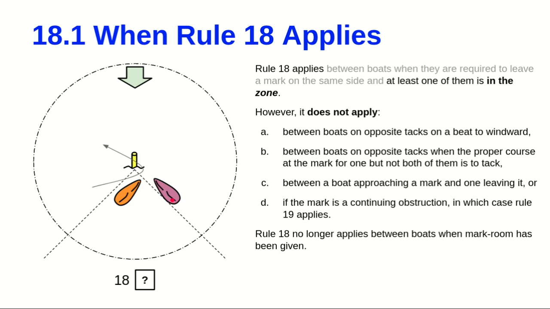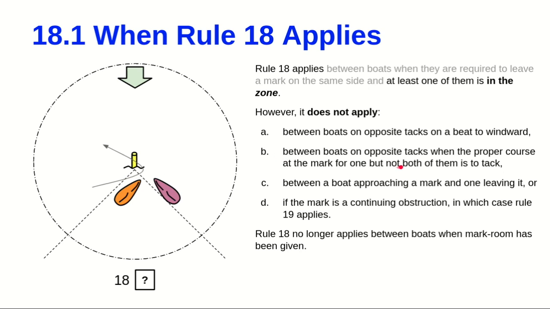What about these two boats on opposite tacks coming up to the mark? We now have an indication that they've actually come in from over here and they're going back out that way. It's sort of like a reaching mark. Well, Rule 18 doesn't apply between boats on opposite tacks on a beat to windward. Well, this isn't a beat to windward. They've reached in here. The course wasn't up to windward, it was a reaching course. Purple seems to have overstood it a little bit, but the course was a reach. So exclusion A doesn't apply.